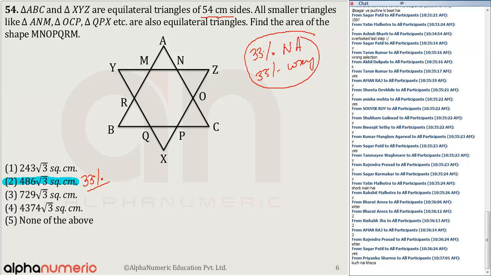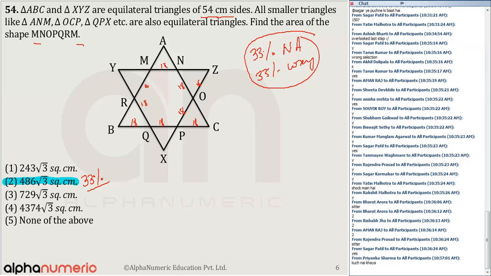Find the area of the shape MNOPQR. So agar ye total length 54 hai, so it will be trisected. This length is 18. This length is 18. Aur ye 18, 18, and 18. So ye jo the figure MNOPQR, this is nothing but a hexagon.